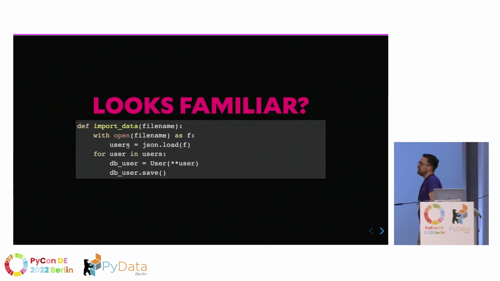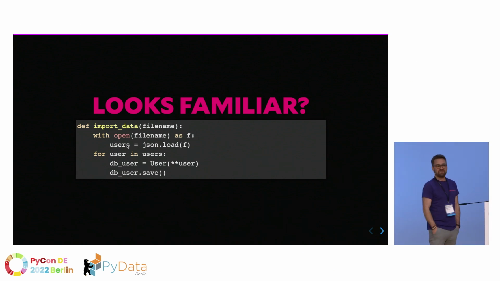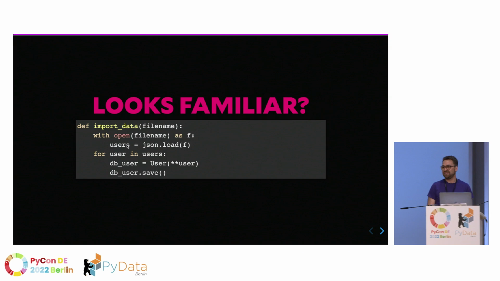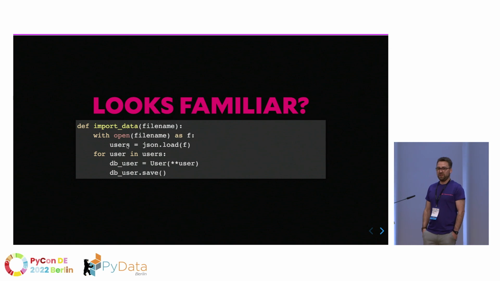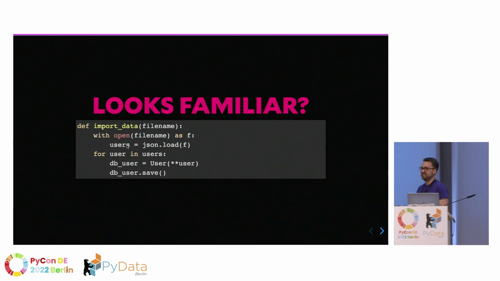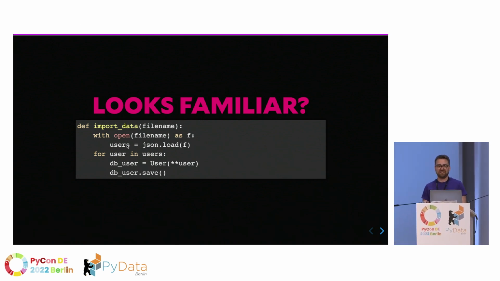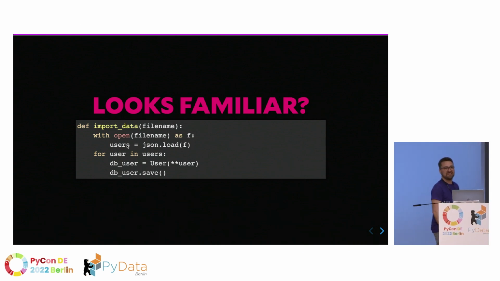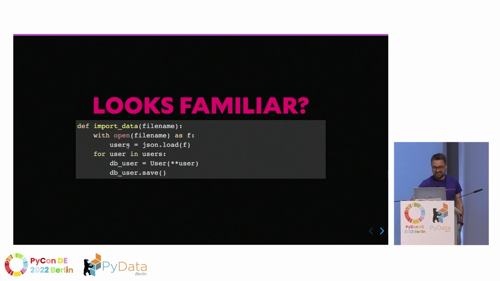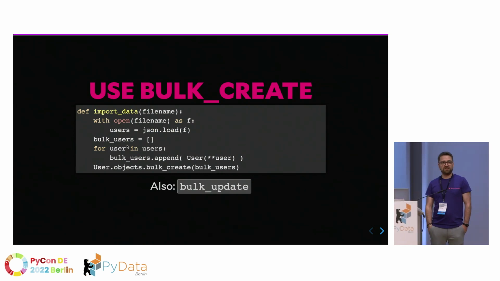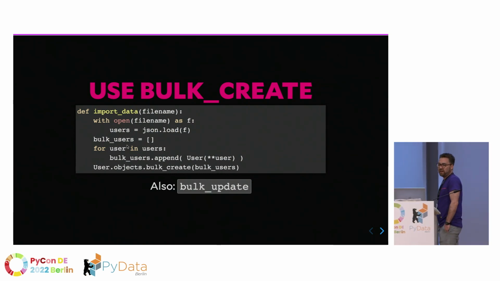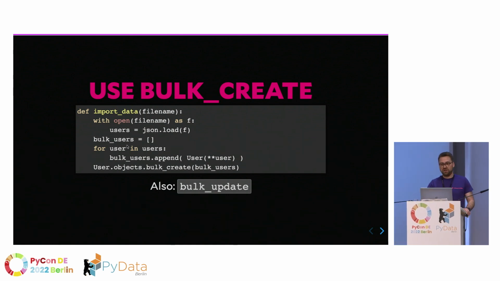So what about this one? Looks familiar, right? We import a JSON file, and for each user in that JSON file, we store this user to the database. Yeah, I guess you could use bulk create to avoid making multiple queries. Exactly. Just use one. It's bulk create. And of course, there's also a bulk update method, which works in the same way.